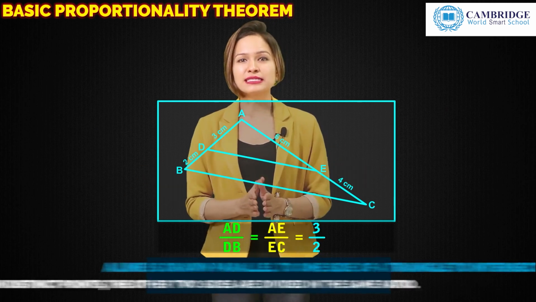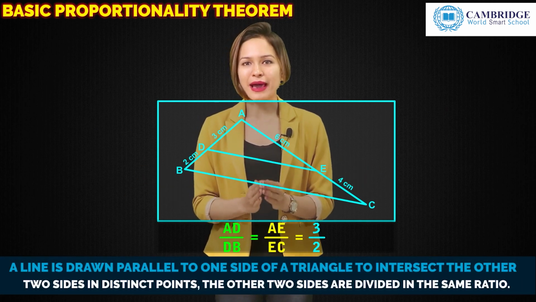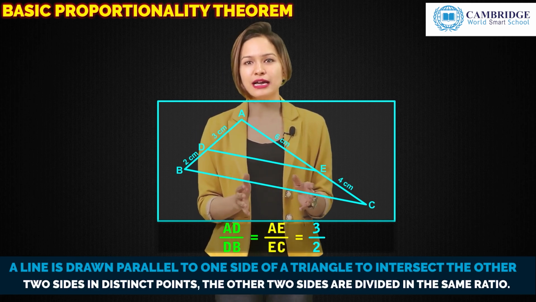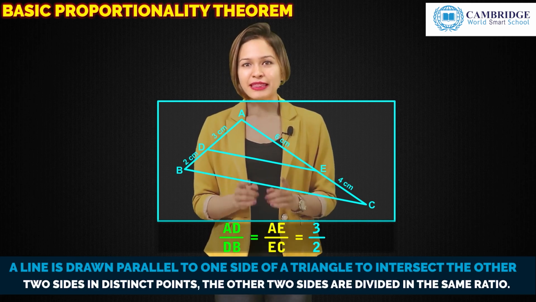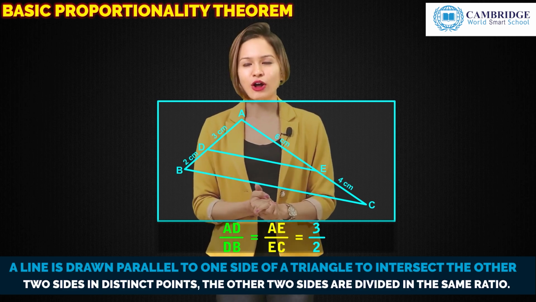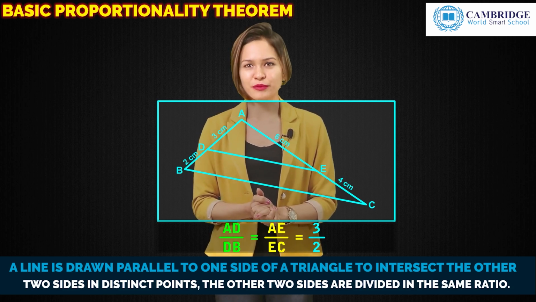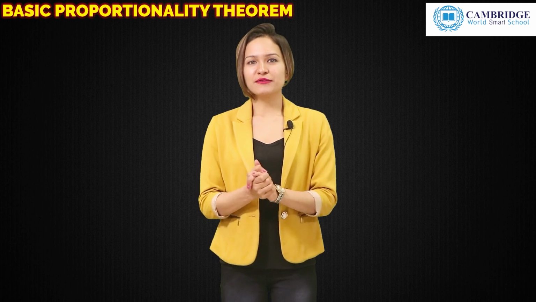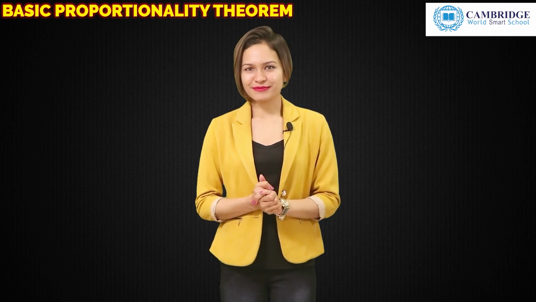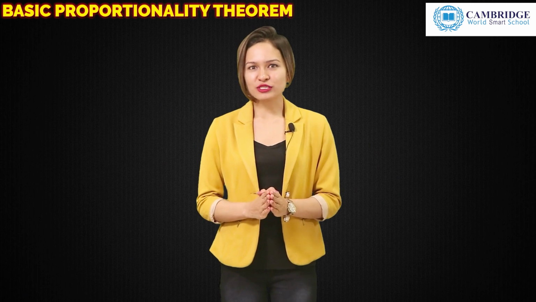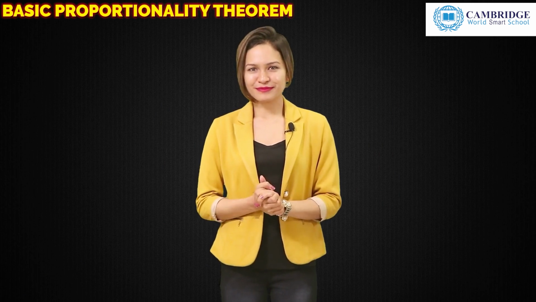So, we can say that if a line is drawn parallel to one side of a triangle to intersect the other two sides in distinct points, the other two sides are divided in the same ratio. This is called basic proportionality theorem. But how does this happen? How are these sides divided in the same ratio? For this, let's now discuss how basic proportionality theorem can be proved.